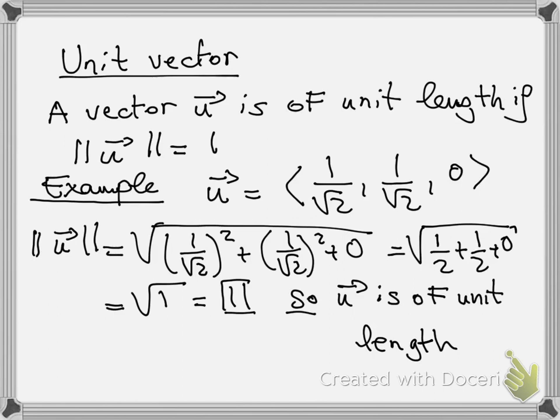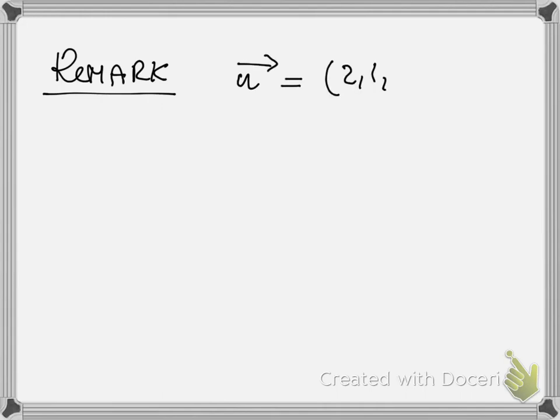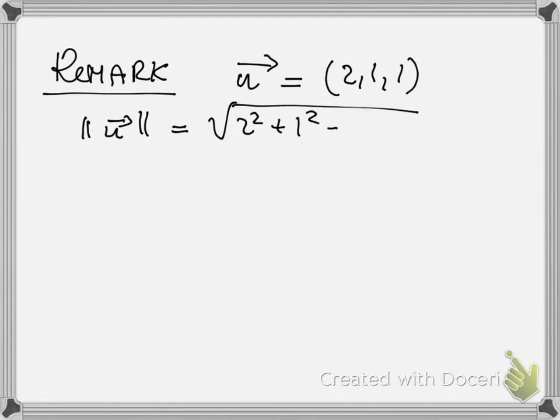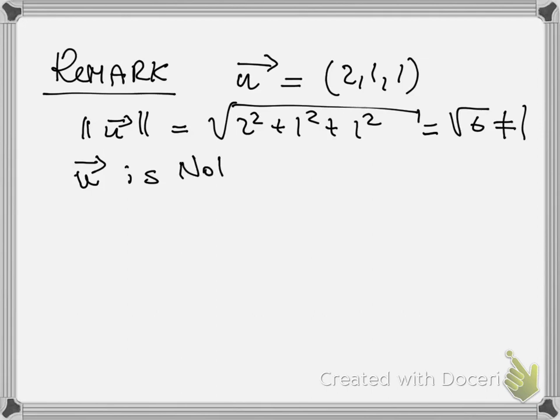Now there is a last remark. Any vector, you can make any vector of unit length. So for example, let's say you have the vector u, let's say it's 2, 1, 1. What's the length of u here? Well, the length of u is the square root of 2 squared plus 1 squared plus 1 squared, which is actually square root of 6. So it's not 1, right? So this vector is not a unit vector, it's not of unit length.